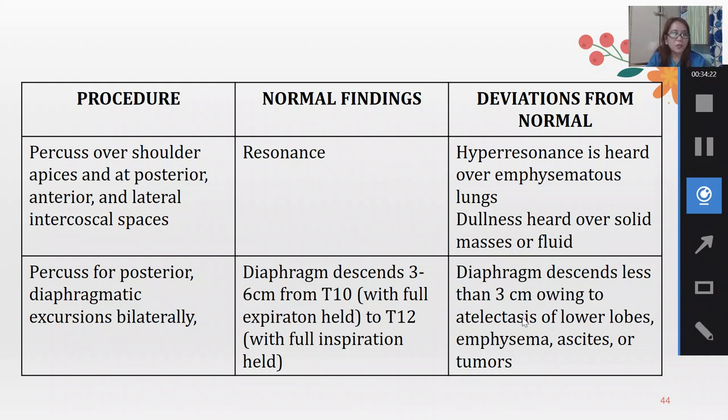Okay? So, kapag yung diaphragm nag-descends less than 3 cm, that could be a sign of merong atelectasis or lung collapse of the lower lobes. Or may emphysema or ascites or tumor.